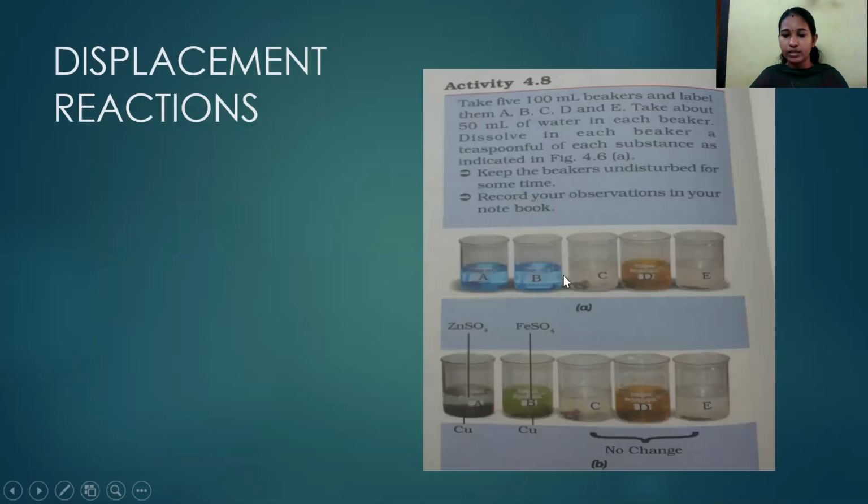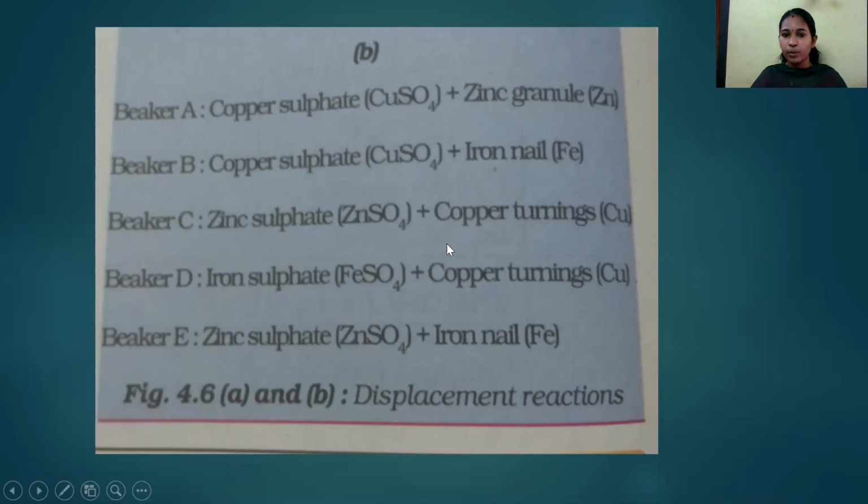Copper sulfate is blue in color. In beaker C, zinc sulfate plus copper turnings.